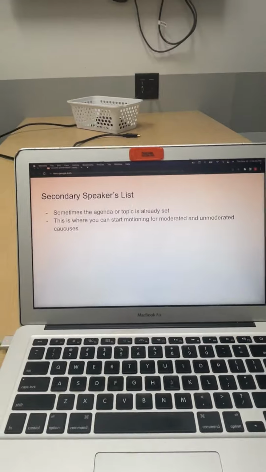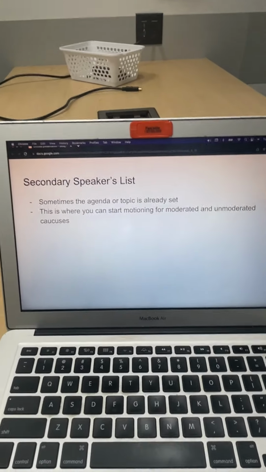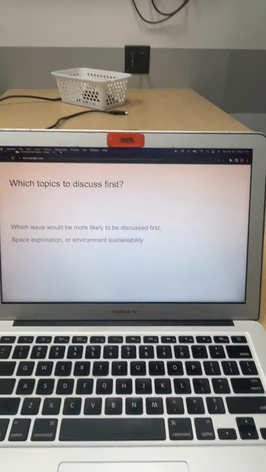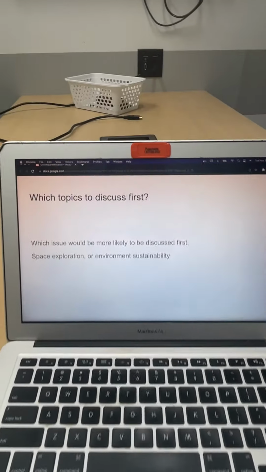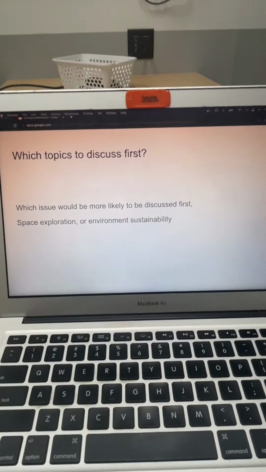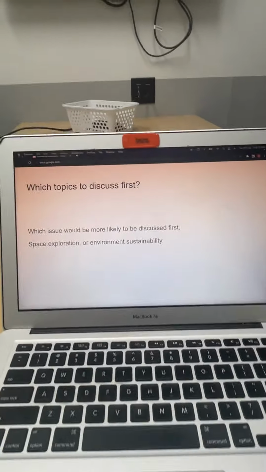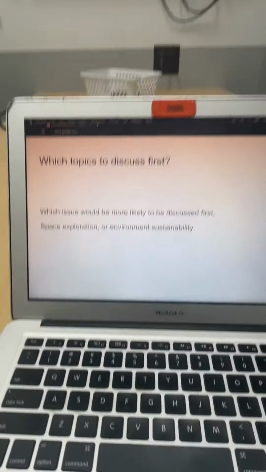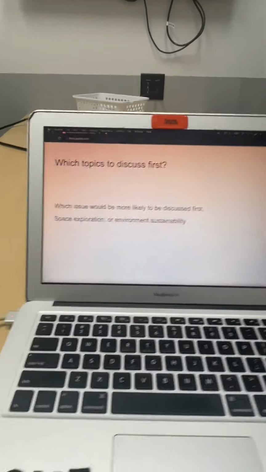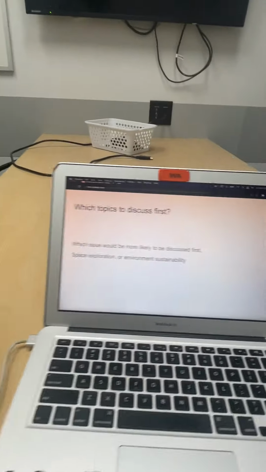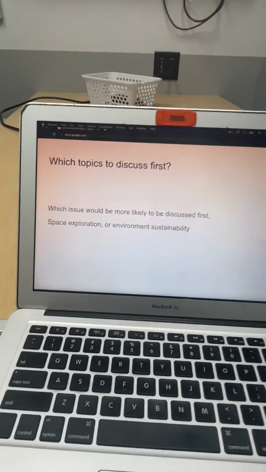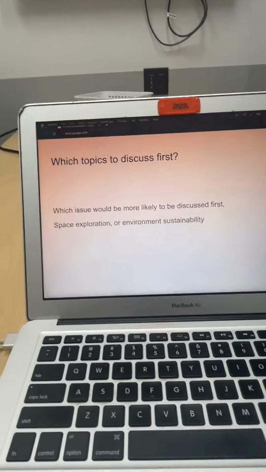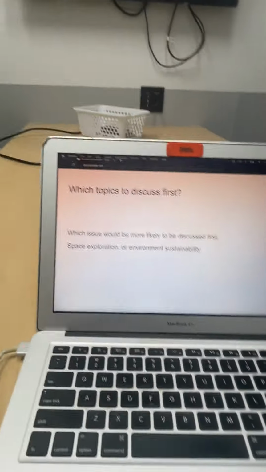Secondary speakers list is when the agenda topic is already set, and this is where you can start motioning for unmoderated or moderated caucuses. So which topic would you discuss first? Would you discuss space exploration, or would you discuss environmental sustainability? Well, the answer is environmental sustainability. The reason why is because it's in order of most destructive to least destructive, and because environmental sustainability has irreversible changes, that is more destructive than space exploration. That can be done at any time.